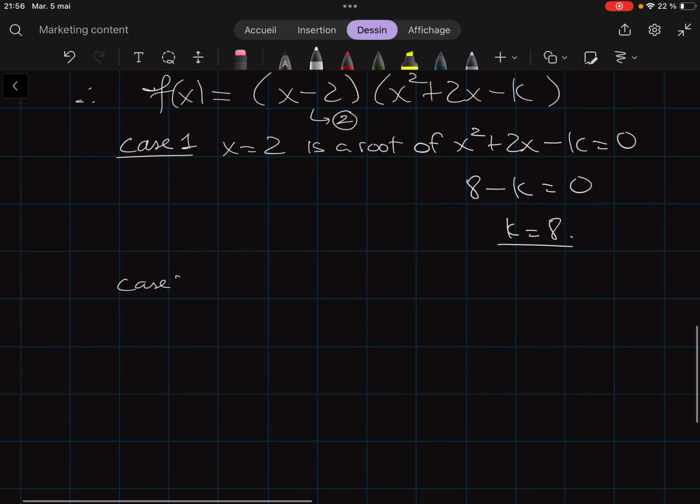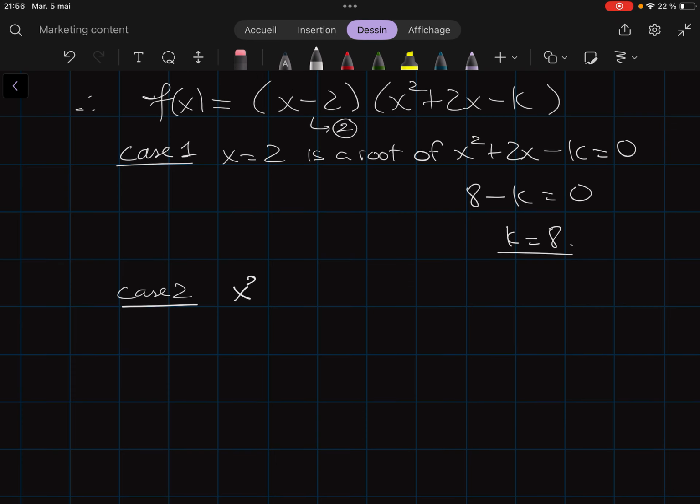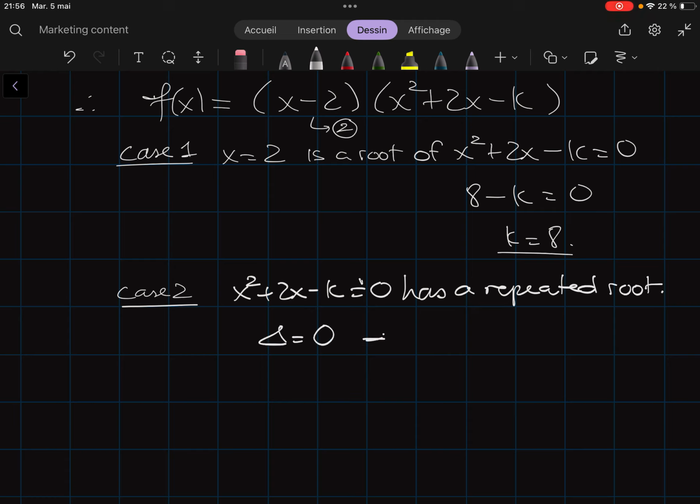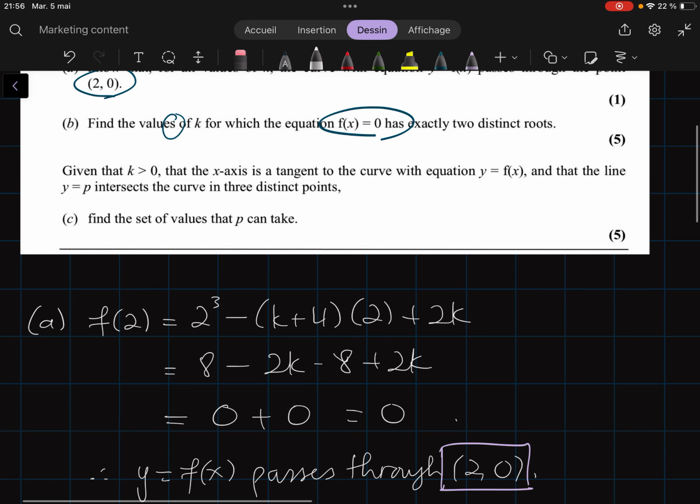In the second scenario, the quadratic has a repeated root. So delta is equal to 0, or k is equal to -1. So this is pretty straightforward. And you know that you're on the right track because in part C, they specify that k is greater than 0.